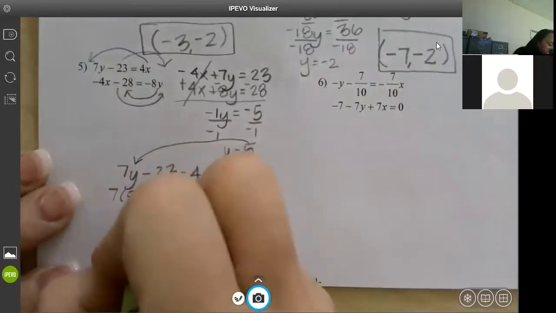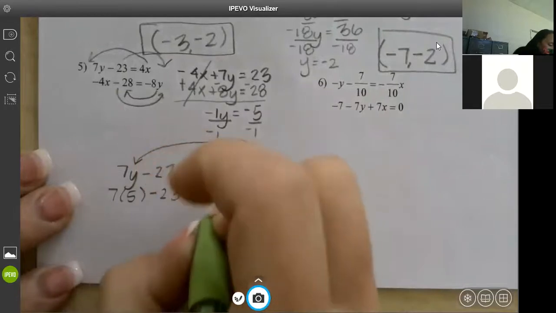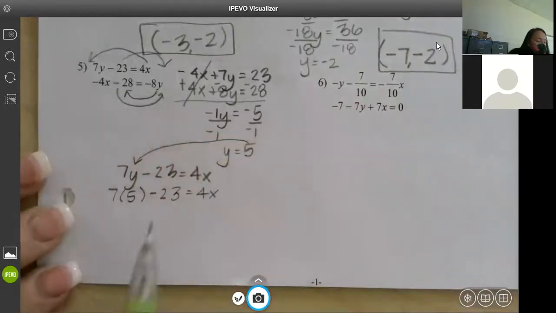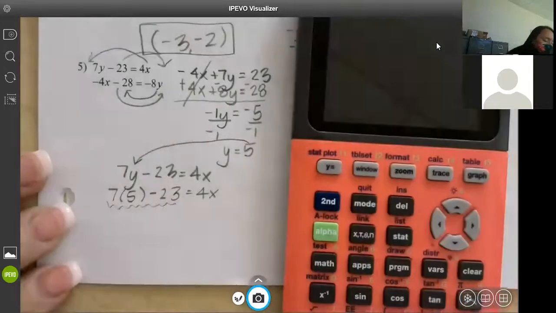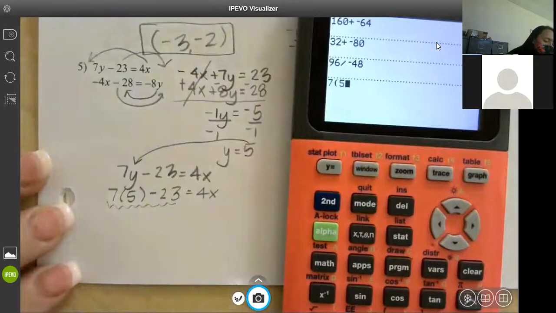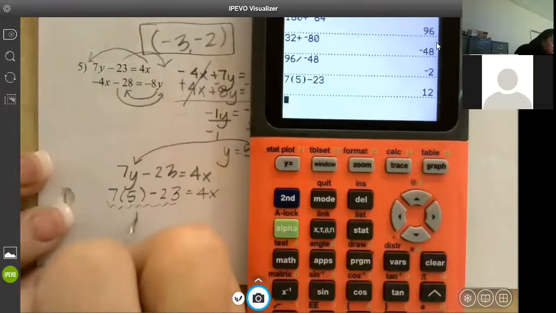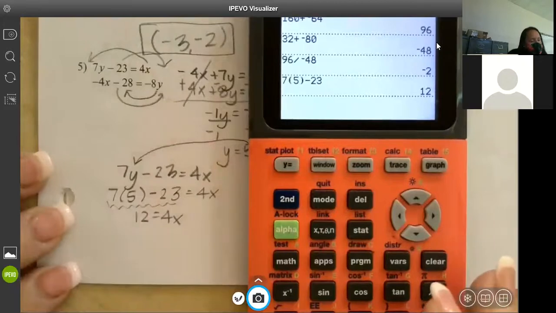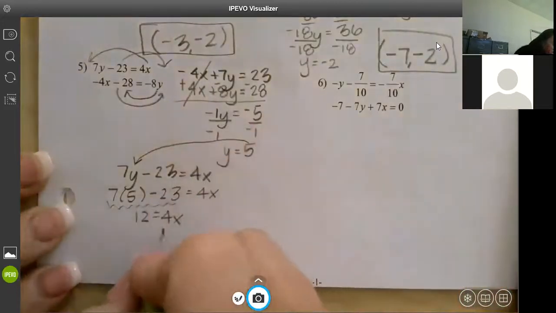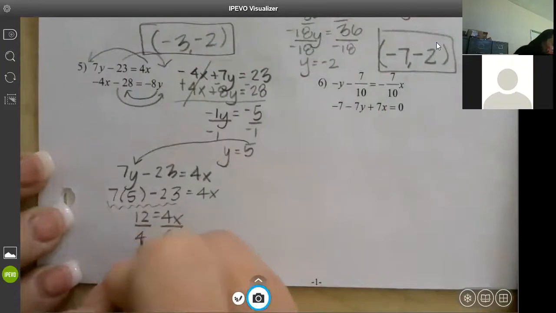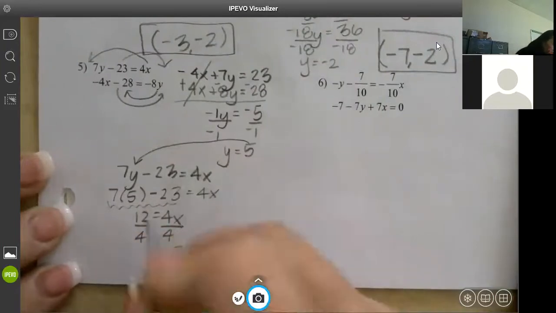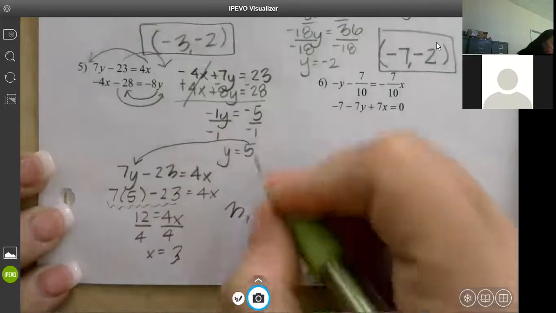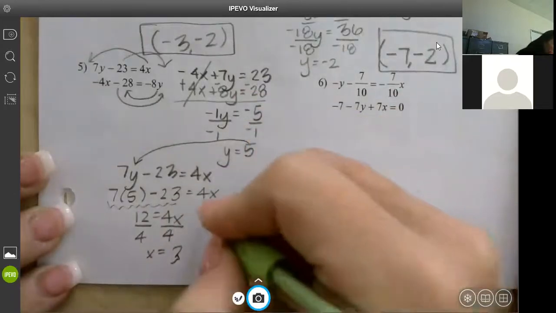We get 7 times 5 minus 23 equals 4x. You can put all of this in your calculator at one time. Okay, it's all numbers, so it can all go in your calculator. 7 times 5 minus 23 is 12. How do I solve? Divide by 4. And I get x equals 3. So the x, y coordinate is 3, 5.